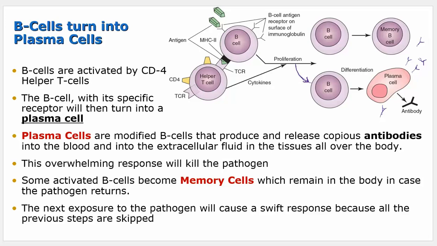Some activated B cells will become memory cells, which will remain in the body in case that pathogen returns, because now we know that it's out there. Remember, we were randomly making sequences, saying maybe we'll find something. Now we know there's something in the world that will bind to this particular B cell receptor. And so we make a whole bunch of those and leave them in the body in case that pathogen returns. That means the next exposure to that pathogen is going to cause a really fast response because all those other steps didn't have to happen. That B cell is going to notice it, and then it's going to be activated right away again.